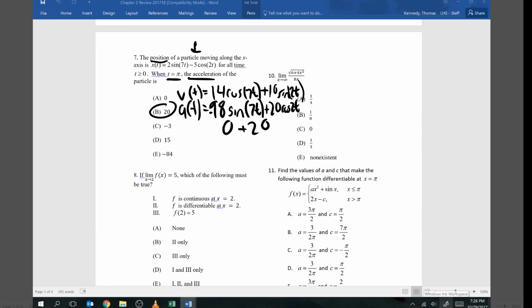So man, trig derivatives, chain rule, position, all in one question. And people say the review is easier than the test. That's ridiculous.